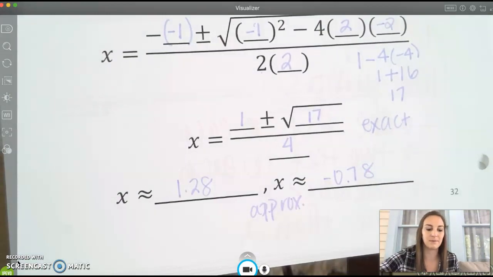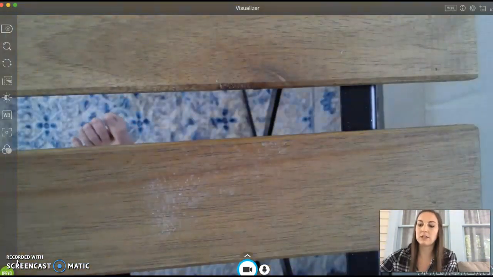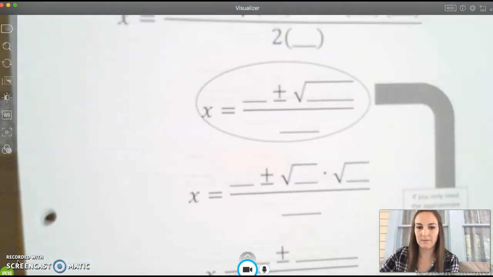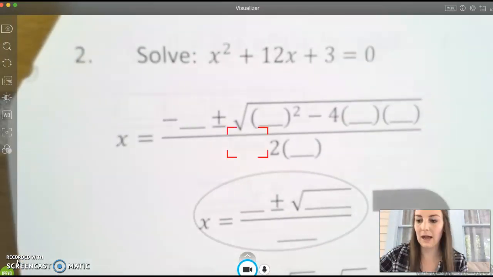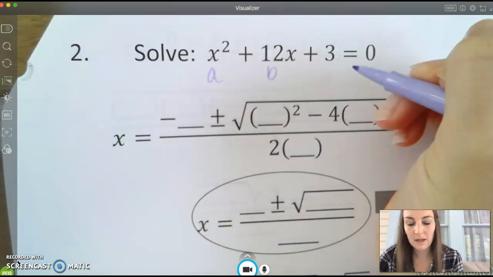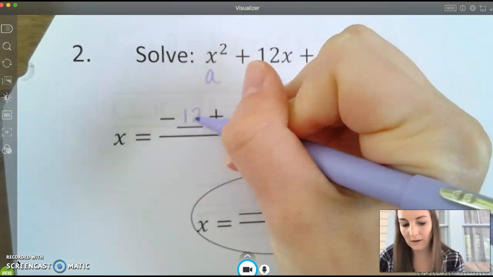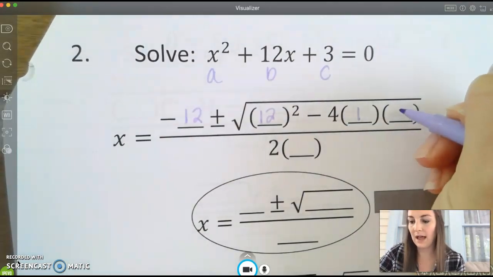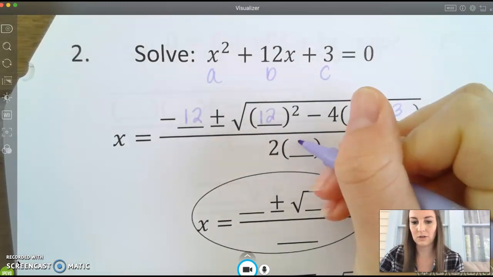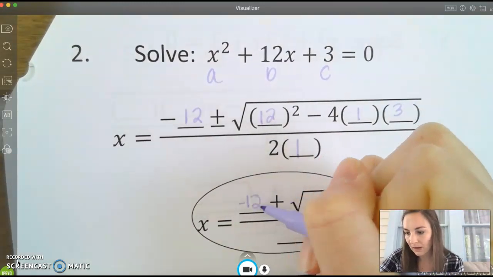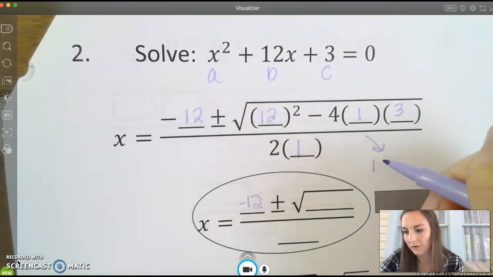We'll flip to the next page here. So we're going to solve x squared plus 12x plus 3. Okay, so I have opposite of b. So again, I have a, b, and c. So I have 12 squared minus 4, a is 1, c is 3, and 2a, 2 times 1. So again, you're going to have to go back to that formula, and you'll slowly get faster. So I get -12. And here I have 12 squared, which is 144.